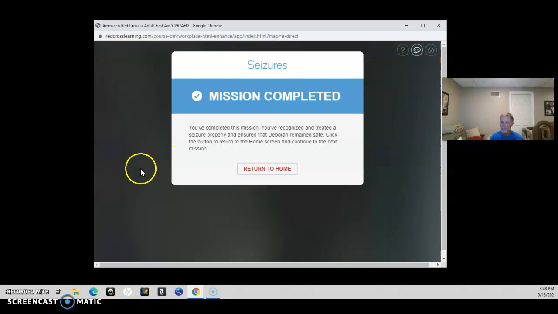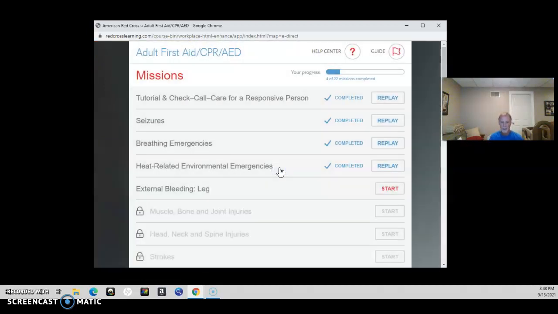Okay, so we're finished with that mission. We're going to return home. And the next one we're going to look at will be breathing emergencies.